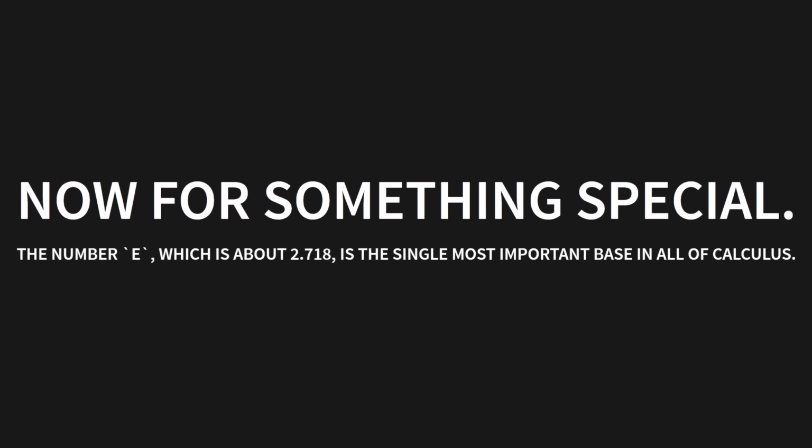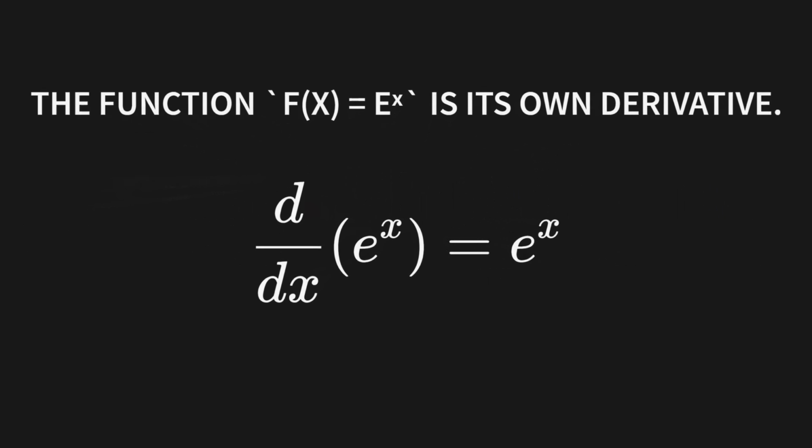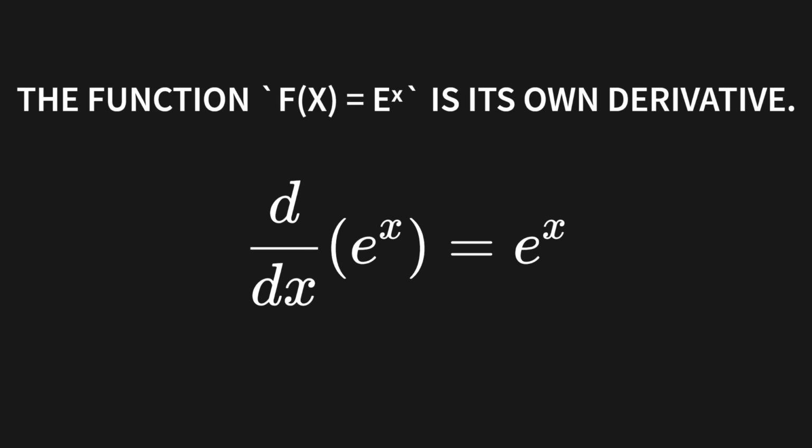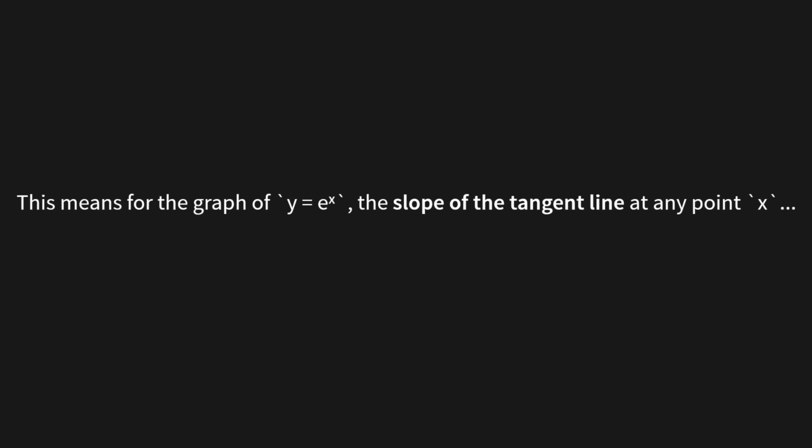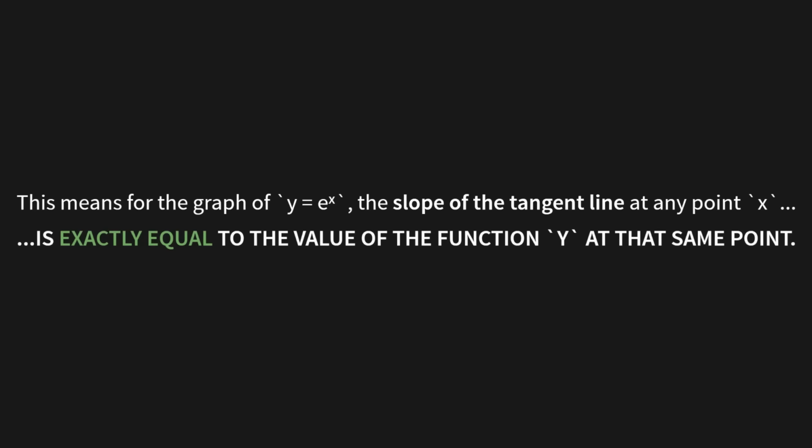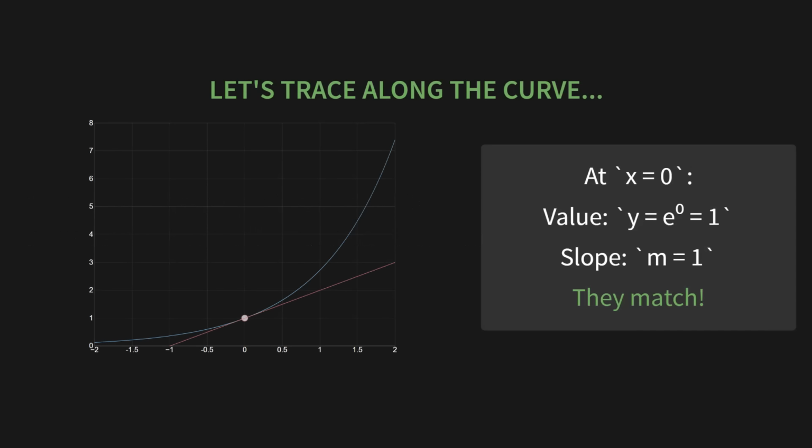Now for something special. The number e, which is about 2.718, is the single most important base in all of calculus. The function f of x equals e to the x is its own derivative. Let that sink in. The derivative with respect to x of e to the x is e to the x. This means for the graph of y equals e to the x, the slope of the tangent line at any point x is exactly equal to the value of the function y at that same point. Let's trace along the curve.